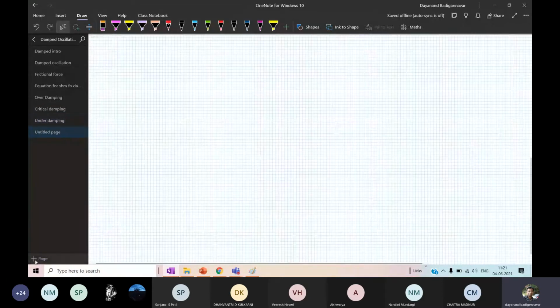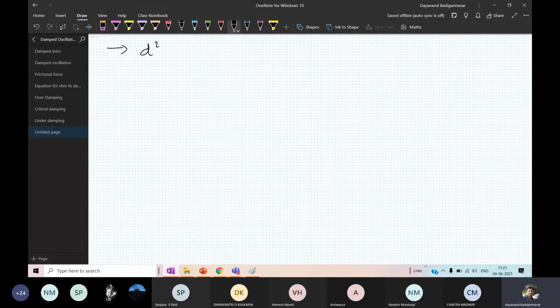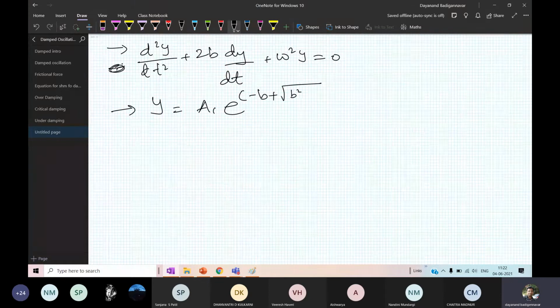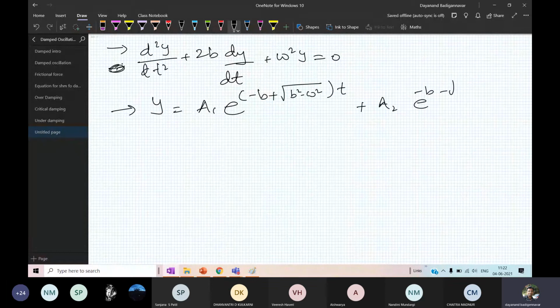First, I wrote the equation for SHM: d2y by dt square plus 2b into dy by dt plus omega square y equal to 0. Next step is the calculation of y: y equals A1 into e raised to minus of b plus root of b square minus omega square into t, plus A2 into e raised to minus b minus root of b square minus omega square into t.